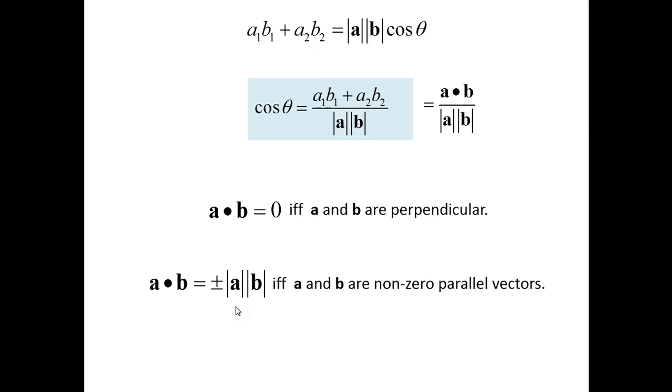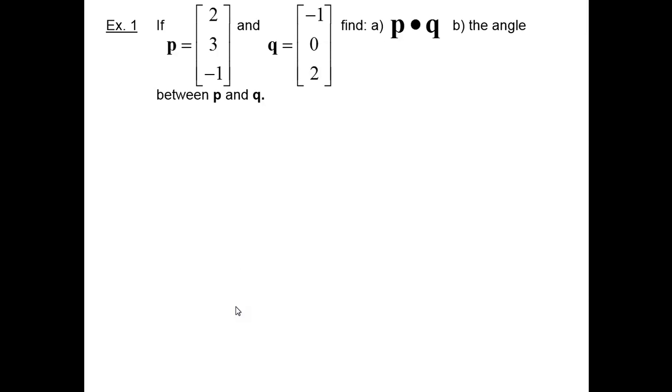Okay, so let's do a couple of examples and just talk about what you would see here. So some typical problems involving the dot product. So if P is given and Q is given, they're asking to find P dot Q and then use it to find the angle between the two vectors. Of course, P dot Q, we just calculate the dot product, and that gives us a value of -4.